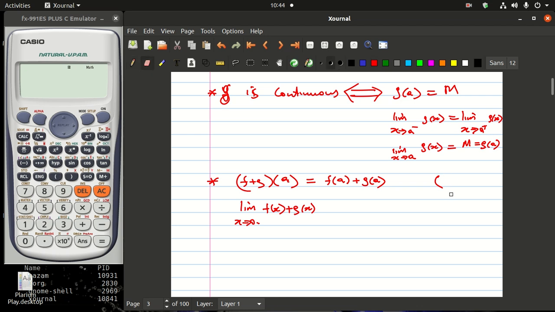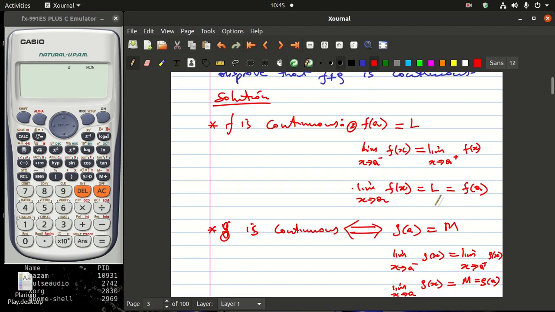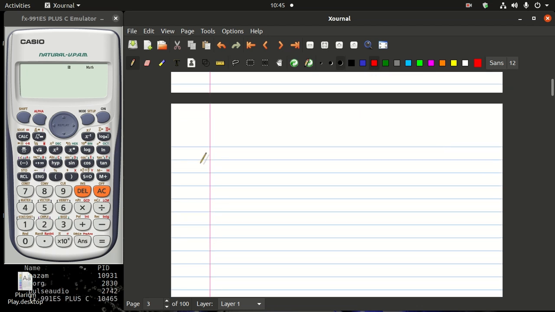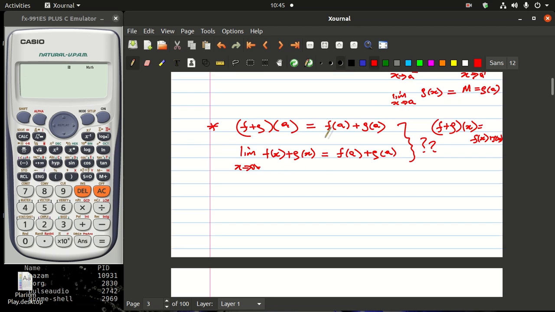So when I'm writing f plus g of x, this is just the same as f of x plus g of x. So this is just the same thing. If I have this limit as x approaches a, I want this to be the same as f of a plus g of a. That's what I wanted to prove. So this is the question mark. I already know that this is happening. Now, how do I prove this statement, that these two statements are actually true?